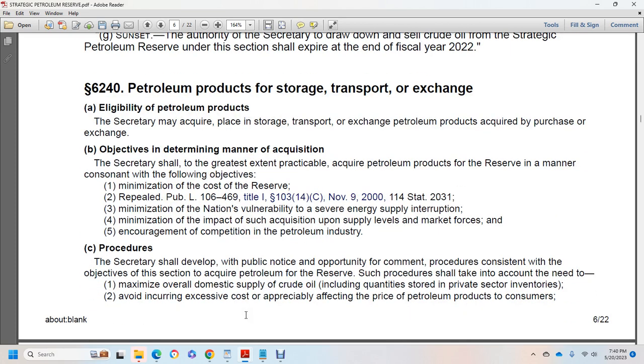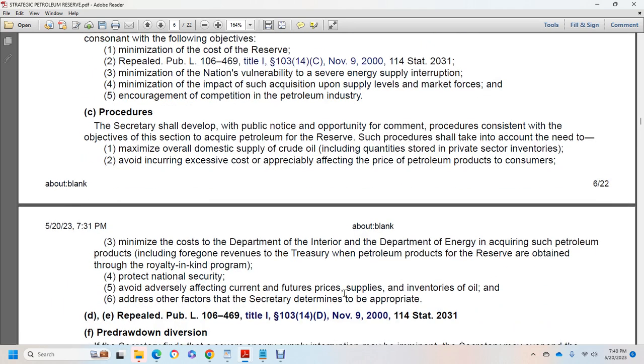Procedure: the Secretary shall develop, with public notice and opportunity for comment, a procedure consistent with the objectives of this section to acquire petroleum for the reserve. Such procedure shall take into account the need to: 1. Maximize overall domestic supply of crude oil, including quantities stored in private sector inventories. 2. Avoid incurring excessive costs or affecting the price of petroleum products to consumers. 3. Minimize the cost to the Department of the Interior and the Department of Energy in acquiring such petroleum products, including foregone revenue to the Treasury when petroleum products for the reserve are obtained through the royalty-in-kind program.